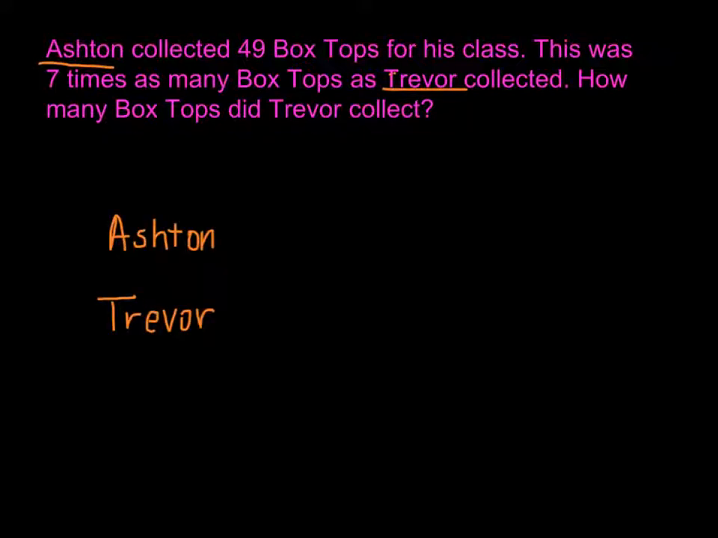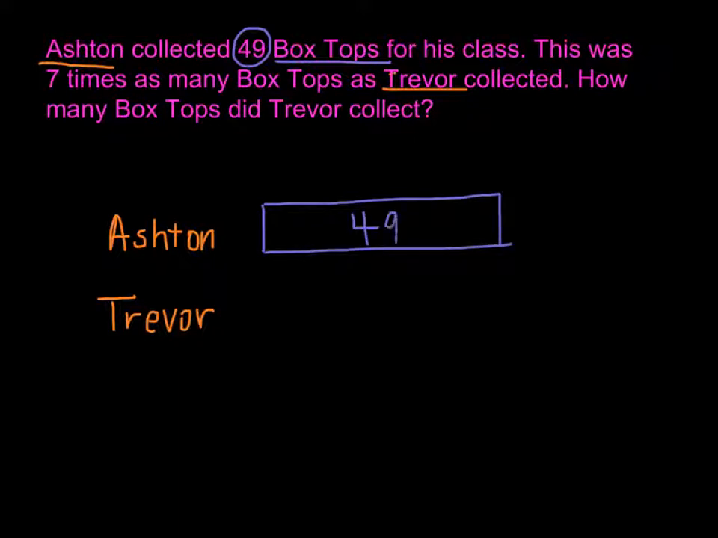Okay, so when I look at the problem, I know that Ashton collected 49 box tops. His number is given to me. So that means his bar will be easy for me to draw. It's going to be 49. Okay, and then it says this was 7 times as many box tops as Trevor collected. That means that Trevor collected fewer. And the amount that Trevor collected was 1/7 the amount that Ashton collected.